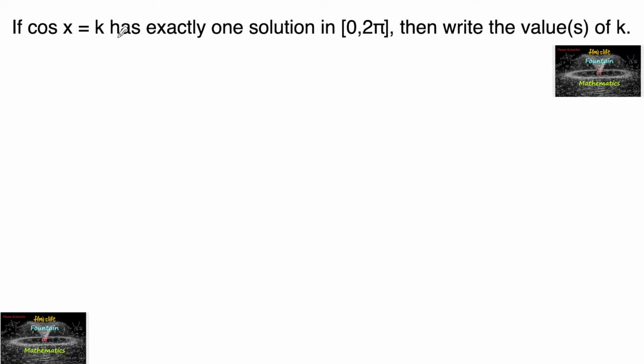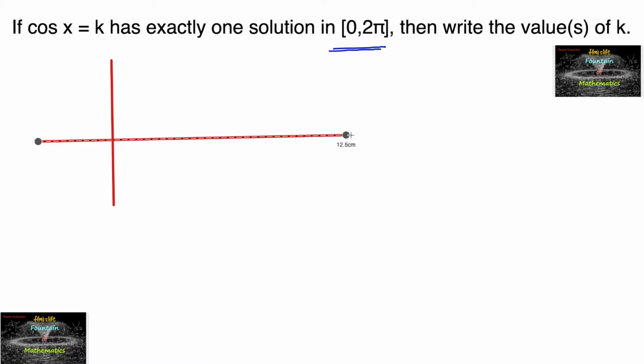If cos x is equal to k has exactly one solution in 0 to 2 pi, then write the values of k. Let us consider the graph of cos in 0 to 2 pi. So the graph of cos can be taken, with this being 1 and minus 1.